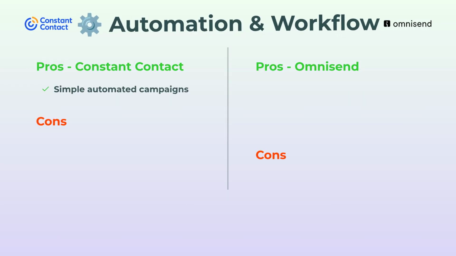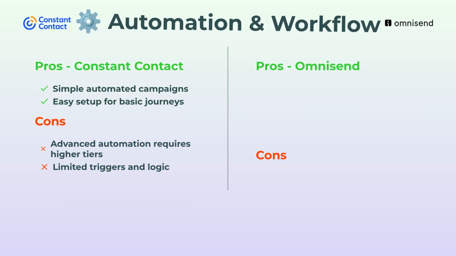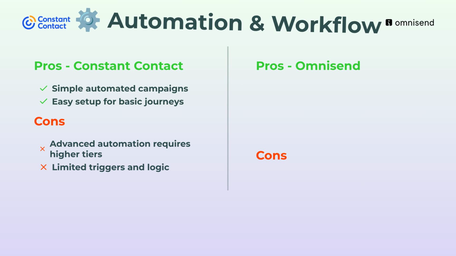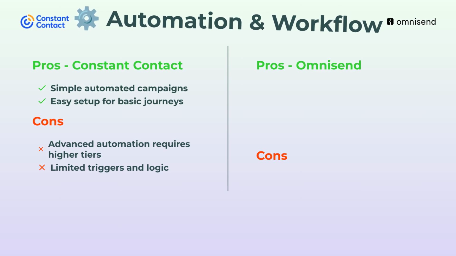Next, let's talk automation and workflow. Constant Contact, super easy if you just want basic automation. Setting up simple journeys, like a welcome email or a birthday coupon, is a breeze. But if you're dreaming about triggering emails off fancy stuff, like product views or abandoned carts, you'll hit those limits fast unless you shell out for higher tier plans.